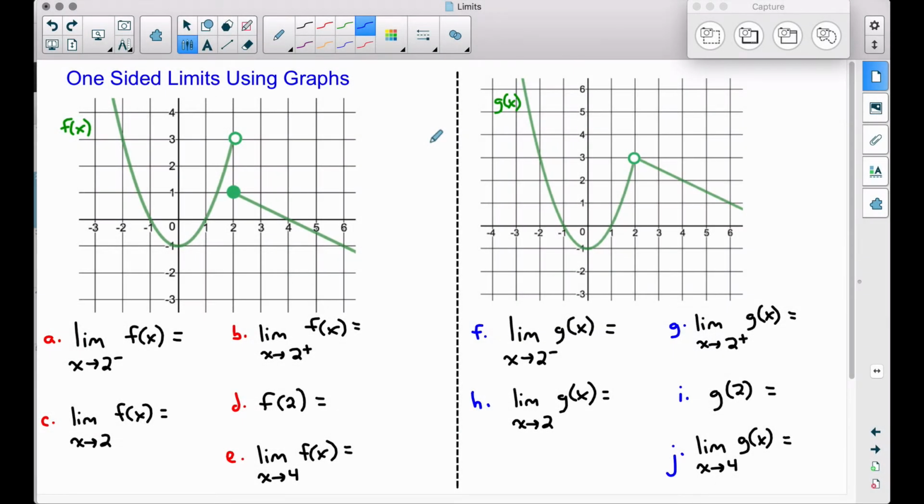In this video, we're going to look at several examples of what's called one-sided limits. We got two different graphs to look at. We have an f of x graph and a g of x graph. These first 5 questions deal with the f of x graph, as you can see here.